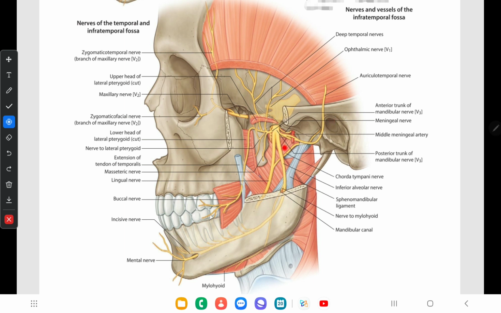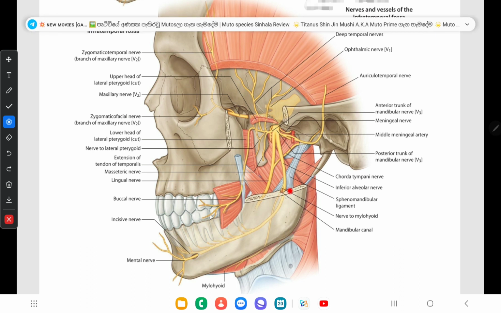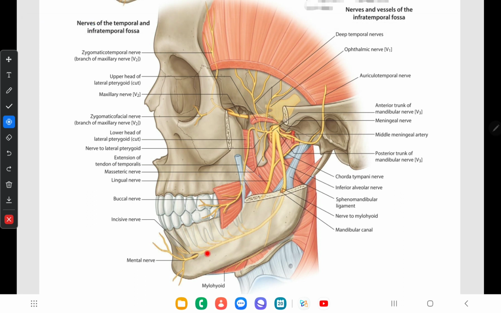This is the inferior alveolar nerve. It passes vertically downward, you can see, between lateral and medial pterygoid muscles after giving off the nerve to mylohyoid. Here you can see the nerve to mylohyoid. This is the mylohyoid muscle, and you can see the branch very clearly, nerve to mylohyoid. After giving this nerve to mylohyoid muscle, it enters into the mandibular foramen. Here there is a mandibular foramen, and it enters into this foramen to travel in the bony canal.